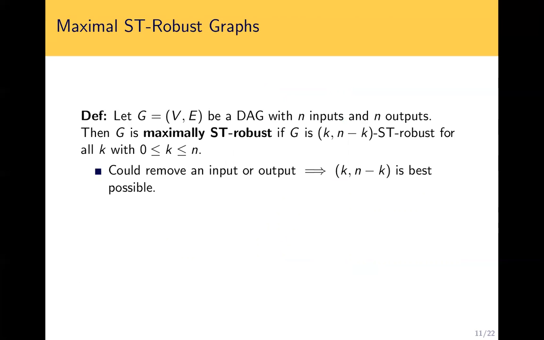So now what we'd like to construct is what we call maximal ST-robust graphs. We say that a directed acyclic graph G is maximally ST-robust if it's (k, n minus k) ST-robust for all k. Basically, we could potentially remove an output or input node because we can remove any of the nodes in the graph. So (k, n minus k) is the best possible parameters.